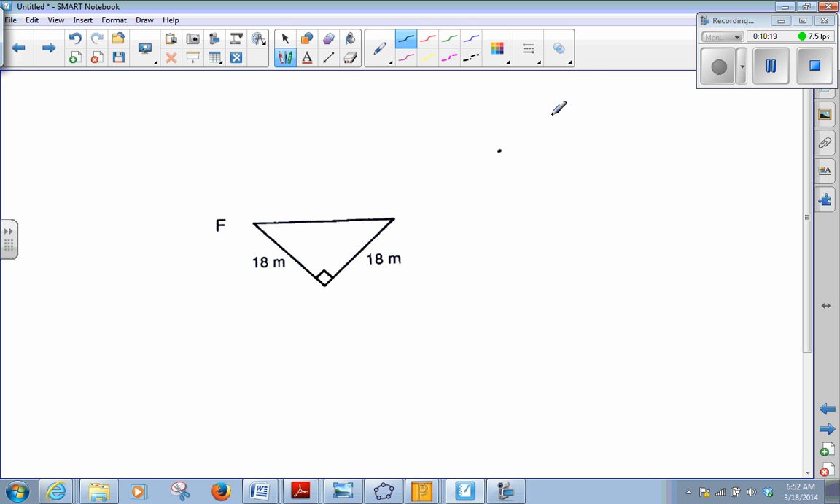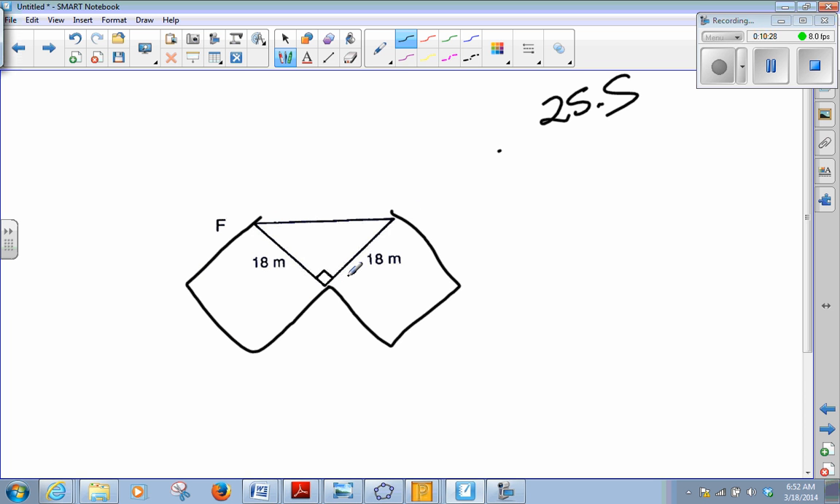Letter F, you should have gotten 25.5 for your answer. If you didn't, please watch the video. So this time, they give you the legs, and the hypotenuse is what's missing. So I'm going to call this A, I'm going to call this B, this is going to be C. Okay, so A squared is going to be 18 times 18, 324, which is also what B squared is going to be.